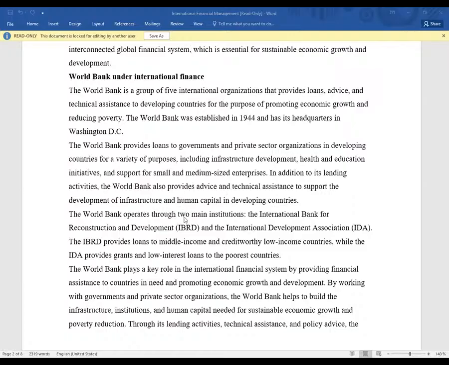We are told the World Bank operates through two main institutions: the International Bank for Reconstruction and Development and the International Development Association, IDA. The International Bank for Reconstruction and Development provides loans to middle income and credit-worthy low-income countries. You have the ability to pay the loan back. Then it is the IBRD of World Bank that will give you this loan. While the IDA now provides grants. Grants are given to you without you having to pay back. IDA provides grants and low-interest loans to the poorest countries.